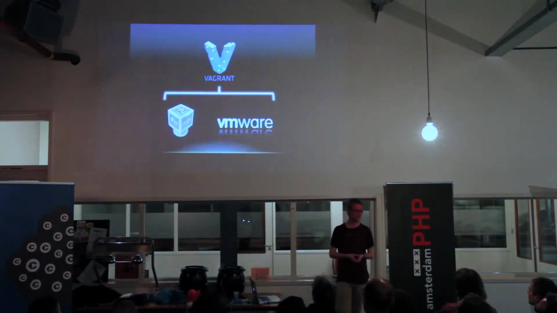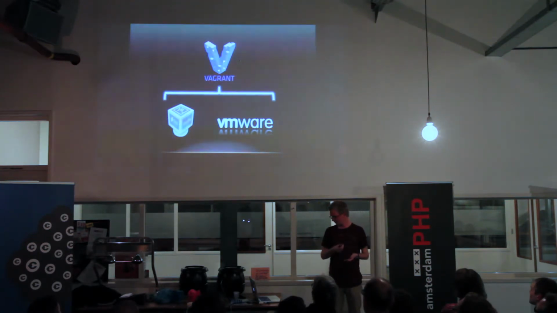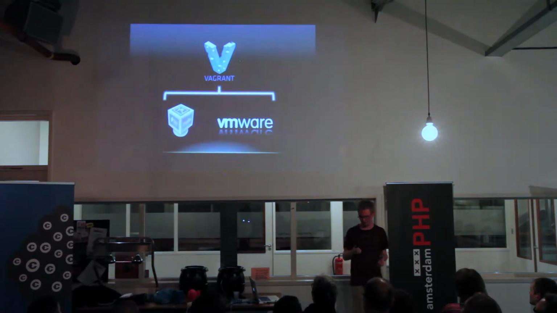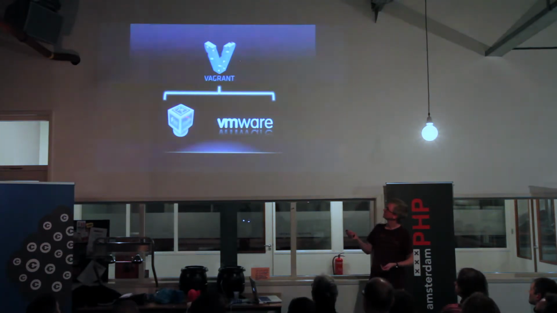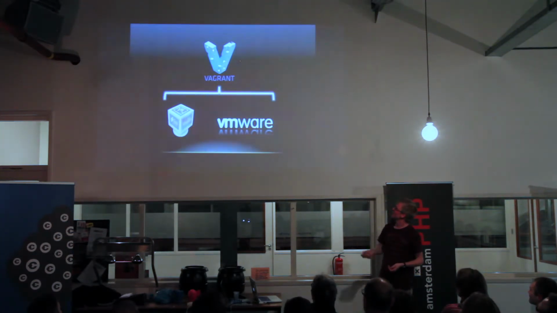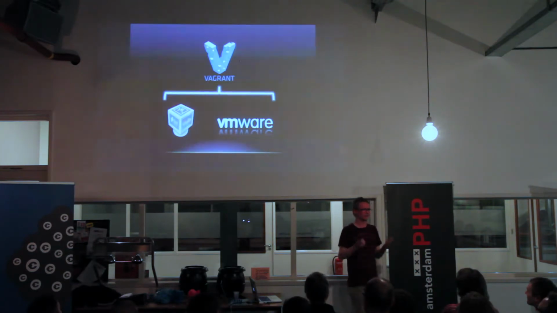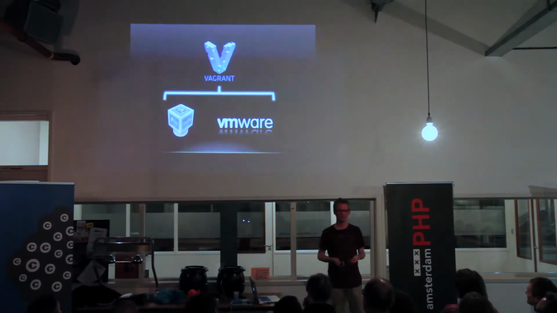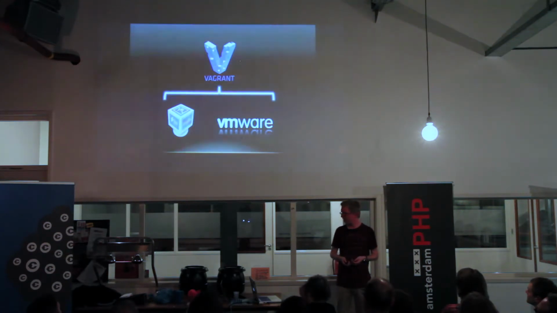Vagrant is basically an abstraction layer between your virtualization platform and you. The virtualization platform, well, we all know the kinds of, we have VirtualBox. Ooh, I have a laser pointer, sorry. And VMware, and well, most other, these are the most used, I think. I use VirtualBox because it's free and VMware is not.